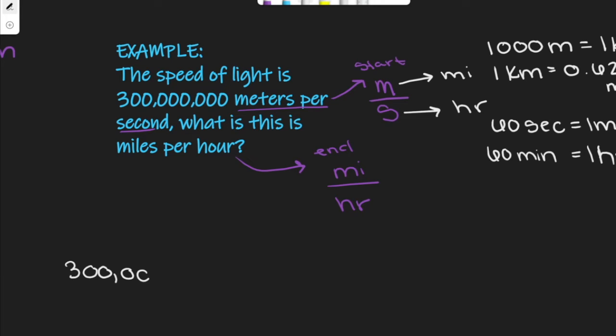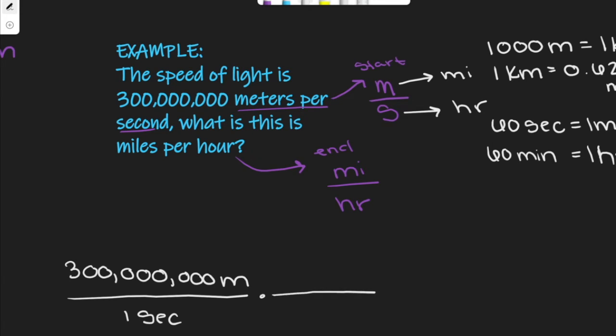300 million. And it's going to be meters all over 1 second. So what this really means is that light can travel 300 million meters in 1 second of time.